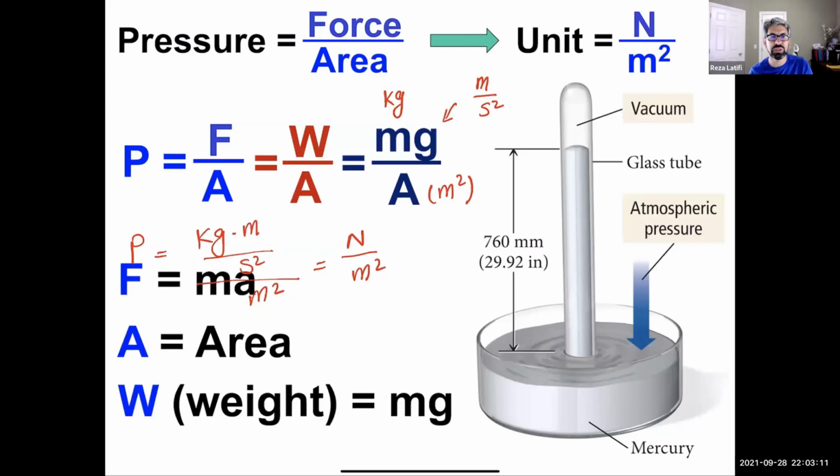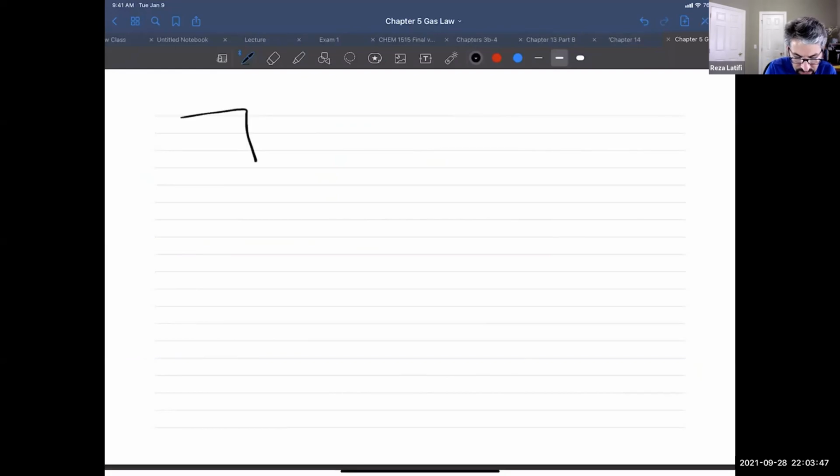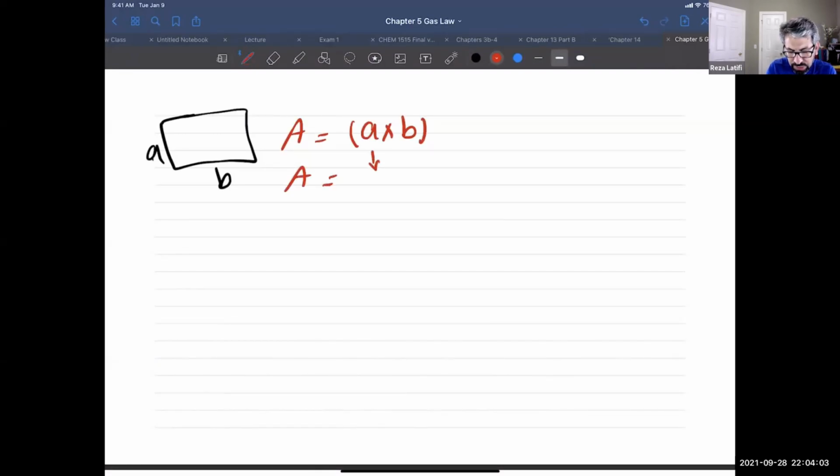Again, force is equal to weight, or mg. Force, you can also write it as ma. What's the difference between mg and ma? With ma, if the object is moving on a surface, then the force is going to be the mass multiplied by acceleration. If it's a free fall, it will be mass multiplied by gravity acceleration. And A is the area that we're applying the force on. So I can draw it like this: I have an area, let's call one side A, and here we have B. The area is going to be A multiplied by B. A comes with meter unit, multiplied by meter for B, we get m2.